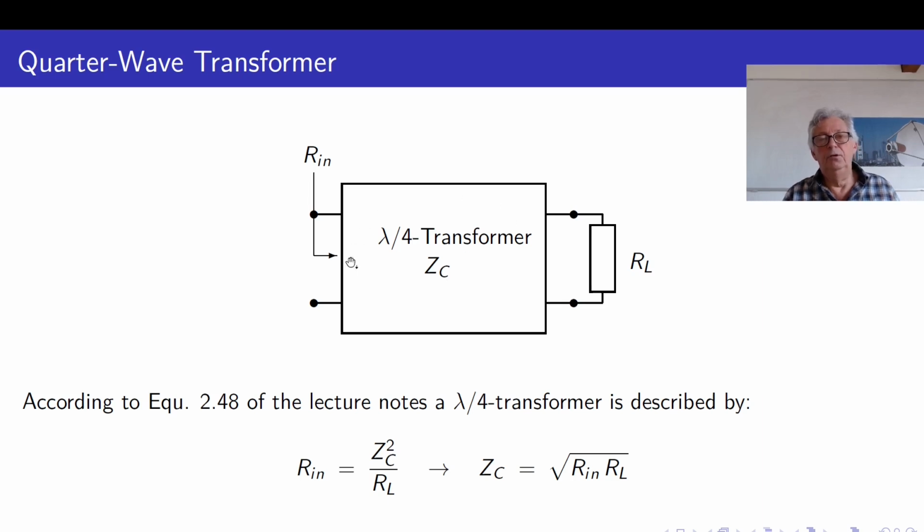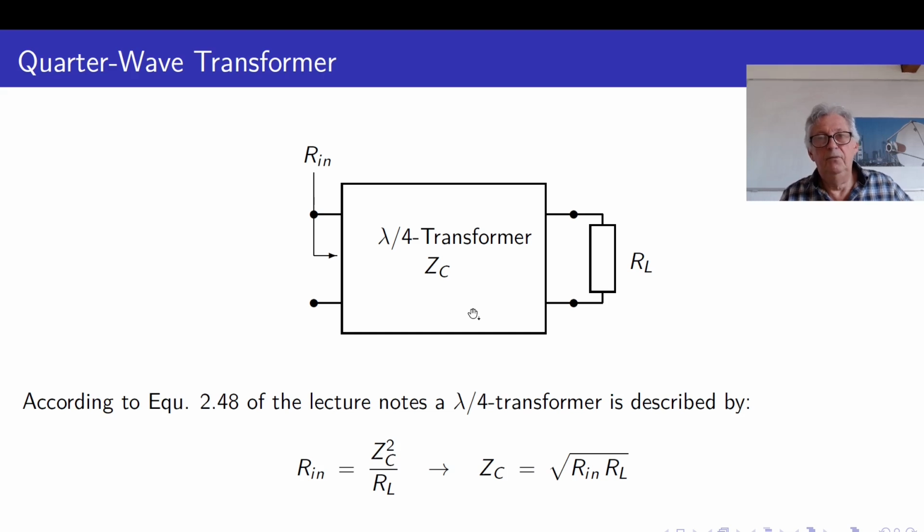So from the lecture notes we know, if I have a quarter wave transformer, this is just a transmission line with a certain characteristic impedance, and it must have the length of a quarter wave at a certain frequency. And in this case we know that the load resistance will be transformed into an input resistance according to this equation here. And with the help of this equation we can now calculate the characteristic impedance of the transmission line.